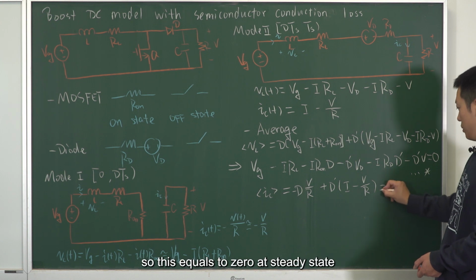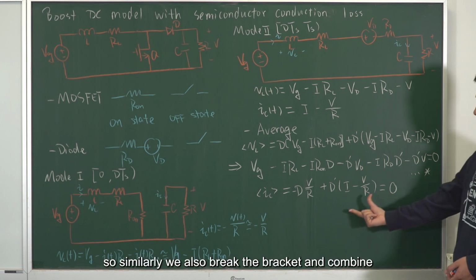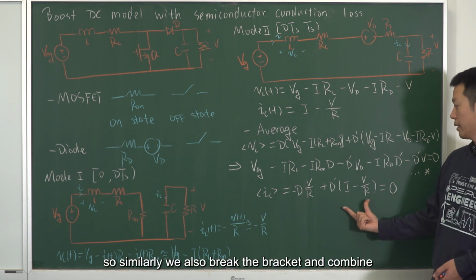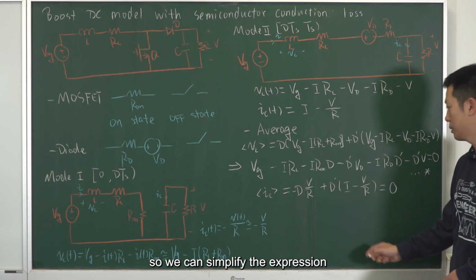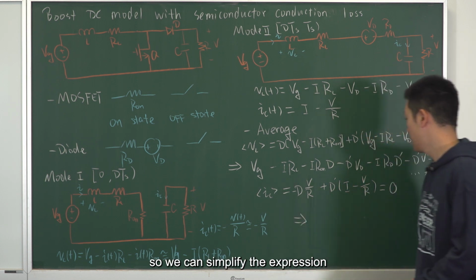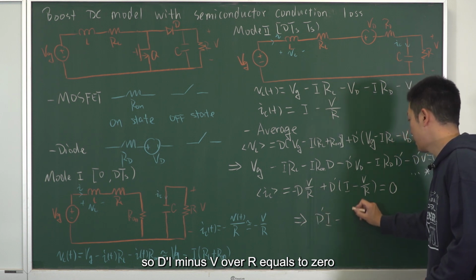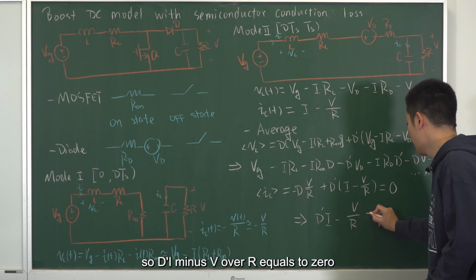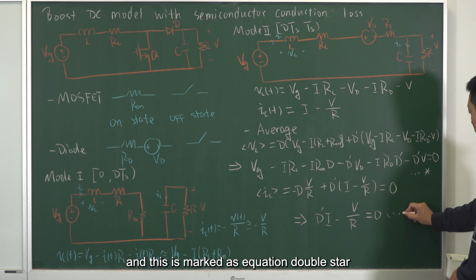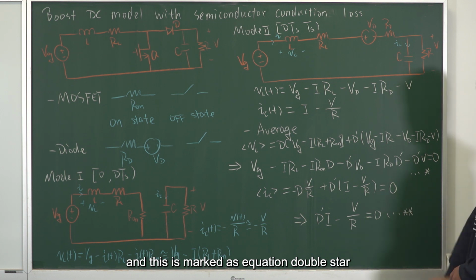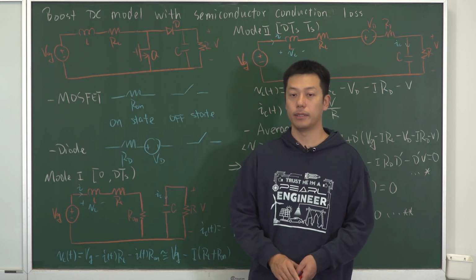So this equals to 0 at steady state. Similarly, we also break the bracket and combine. So this D prime combined equals to 1, right? So we can simplify the expression. D prime I minus V over R equals to 0. And this is marked as equation double star. Now let's erase the blackboard.